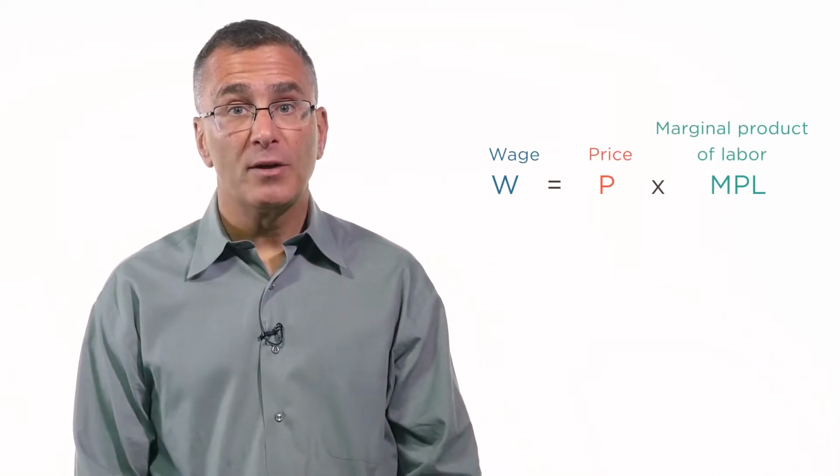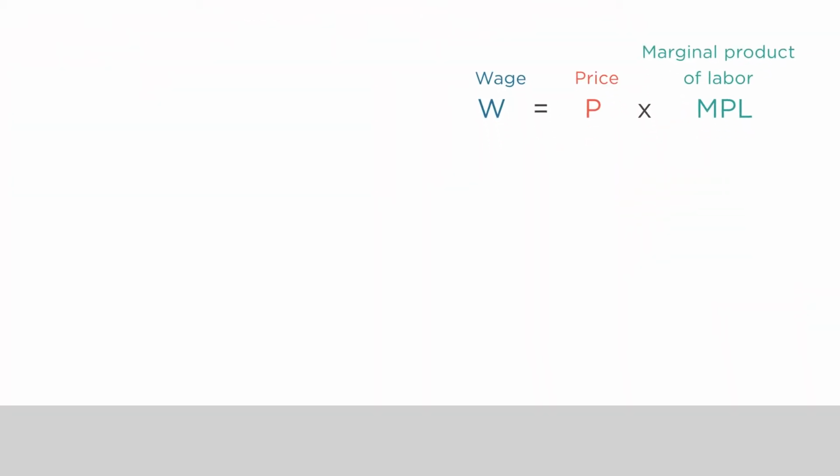We just learned about labor demand, or how many workers a firm hires and how much it pays them. The key formula we found was that W equals P times MPL, or wage equals price times the marginal product of labor. The intuition is this.